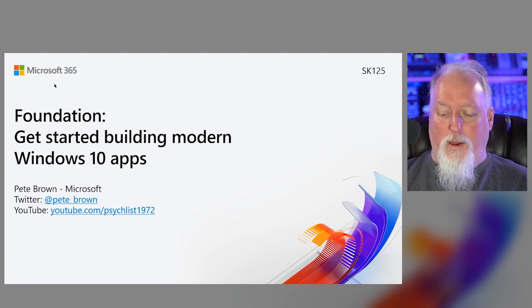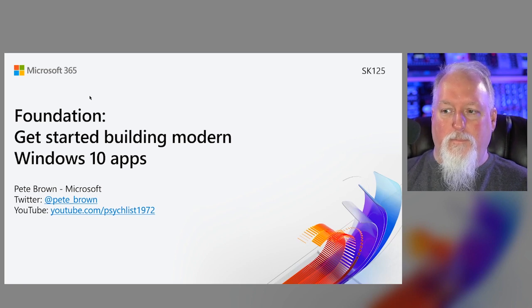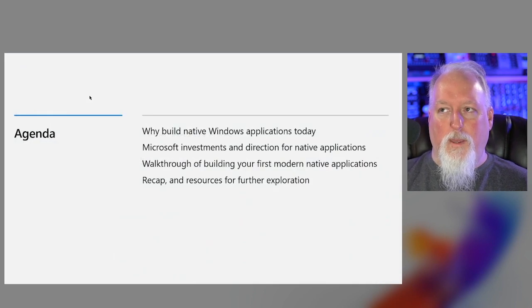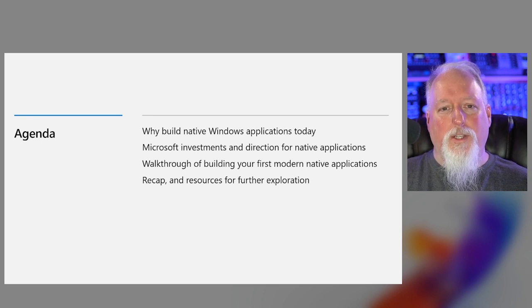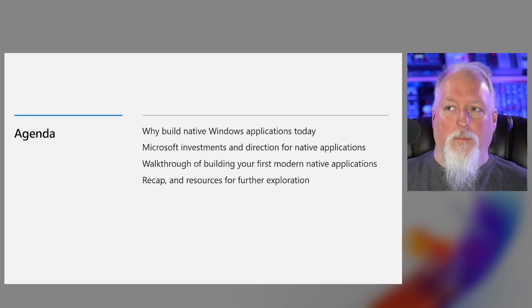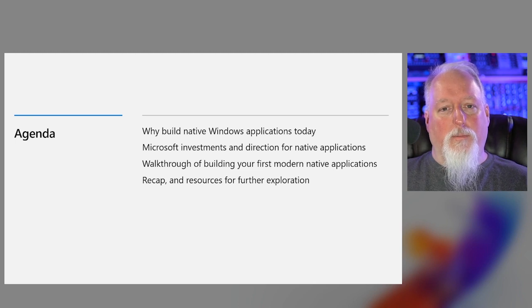So what are we going to talk about here today? First of all, we're going to talk about why you want to build native applications. Now, I'm not trying to convince you to build native applications yourself, but I want to give you some reasons as to why you might want to consider building a native application as opposed to a web application or something more cross-platform. Then I'm going to give you some information about the different investments that we're making for native applications on Windows 10 and give you some sense of direction and some sense of where to spend your investment of time for learning these different technologies.